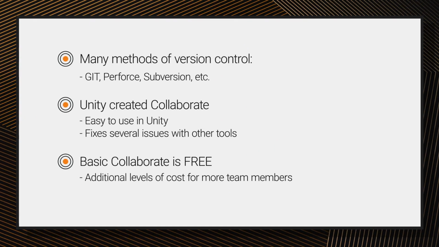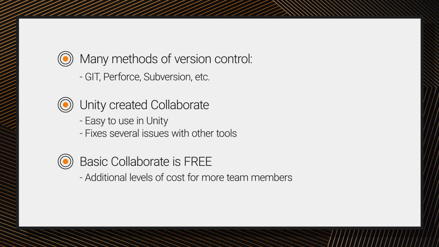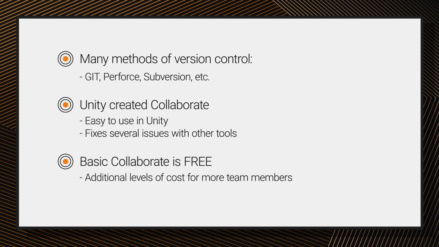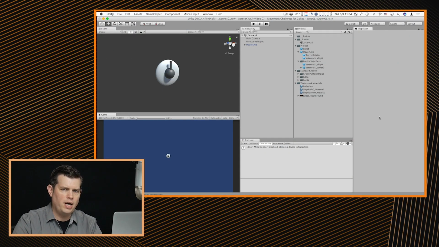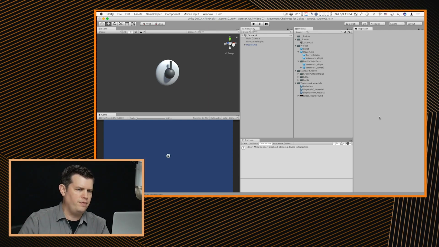The basic version of Collaborate is free and you can sign up for it on the website and use it pretty easily. And what I'm going to show you is how to hook up Collaborate into a new project that you're working on. So now let's hook up our Asterax project to Unity. This is the version of the project that you will receive as part of your challenge in the next video.